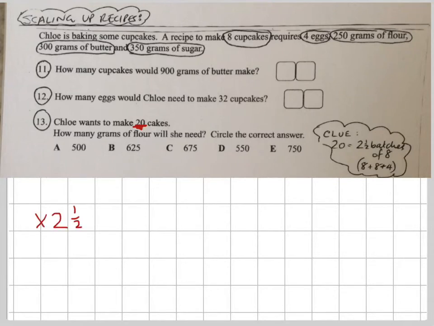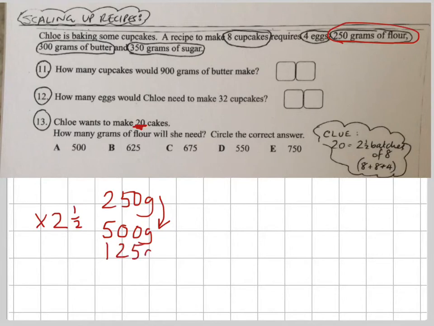Now, if we need flour, the original amount of flour here says 250 grams. So if we have to times that by 2 lots, we would get 500 grams. And then if we add on an extra half a lot, which is 125 grams, this would make 625 grams altogether. So there is your answer for that one.